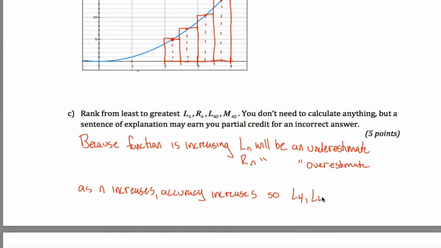My next smallest will be L40. My next smallest will be R40. And then my largest will be R4. And it's sort of like the true answer is somewhere right in here. This one's a little bit smaller than the true answer. This is a little bit bigger than the true answer. This is way smaller than the true answer. This is way bigger than the true answer. You get something like that. I don't know, a little bit theoretical here. I don't know if this was a good question or not.